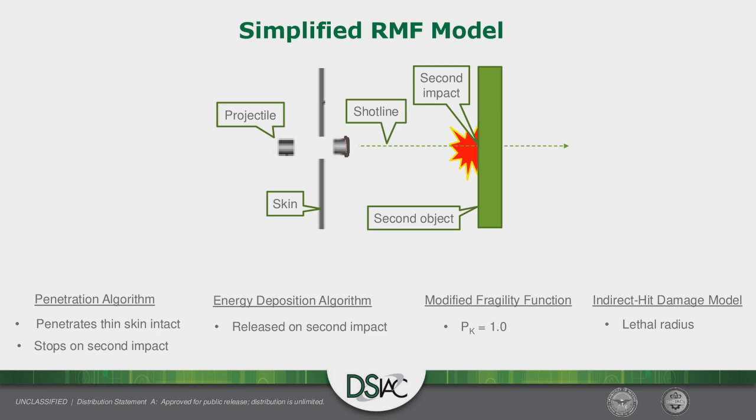Fragility function modification, I'm going to assume that these reactive fragments have a pK of 1. Otherwise, why use the stuff? And I know that's an optimistic assumption, but that's okay. Let's just see where that leads. In the indirect damage model, I'm going to implement a lethal radius model. And yeah, I know that some of them break up, some of them don't break up, Dan.